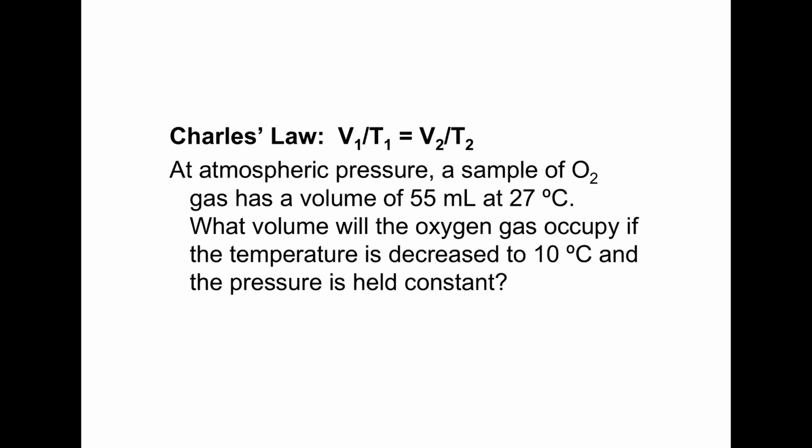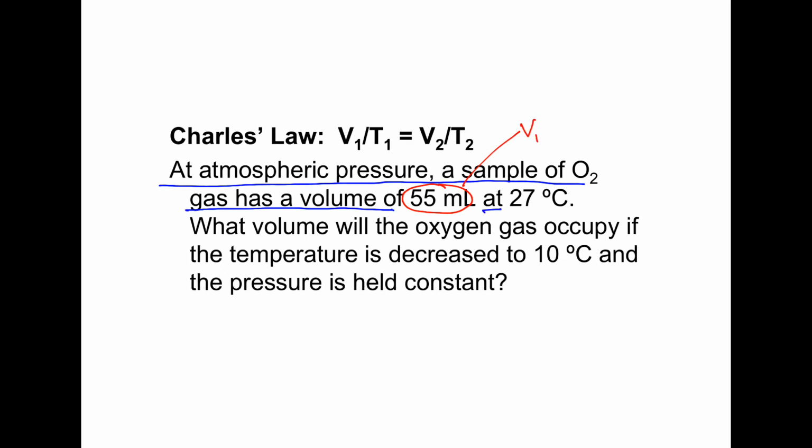So now let's do a problem where we're practicing our Charles' law calculations. And again, I'm going to go through the problem. I'm going to point out the variables or the characteristics that were given here and how they're going to fit into the equation. At atmospheric pressure, a sample of O2 has a volume of 55 milliliters. All right, so this is going to be our volume 1.